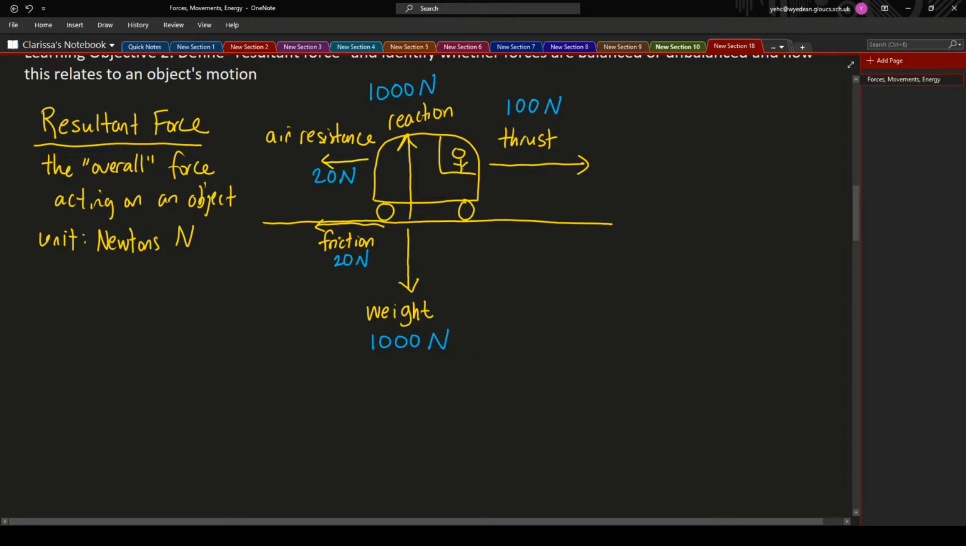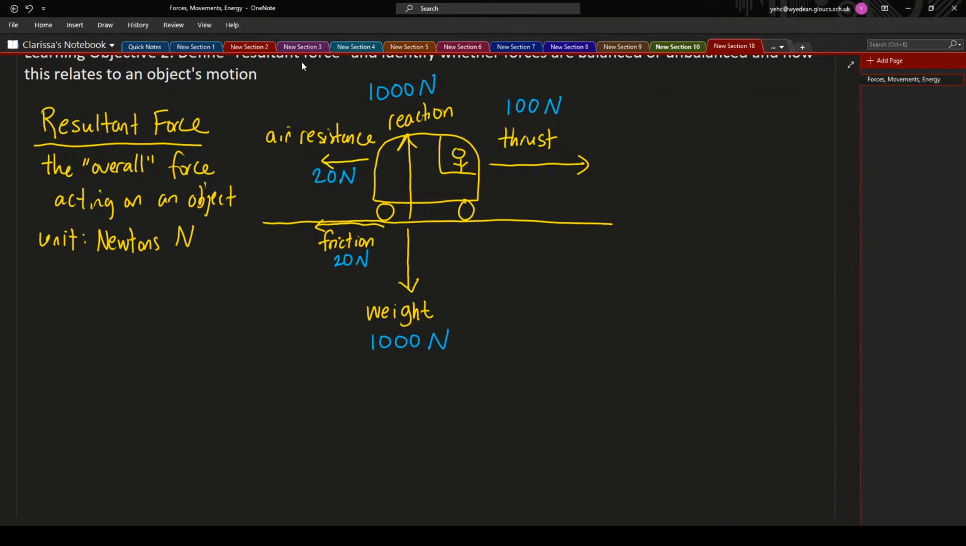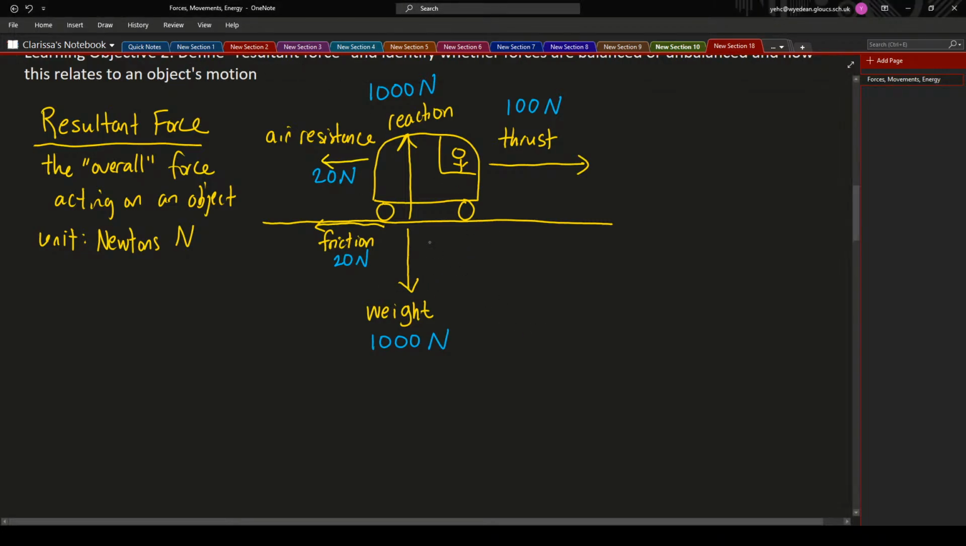Reaction and weight are both 1,000 and they're going in opposite directions to each other. So we can think of them as canceling each other out, basically. So I'm going to draw an X to say we cancel it out. There's 100 newtons pushing the car forwards from its thrust, 20 newtons from air resistance pulling it back, and 20 newtons from friction pulling it back.